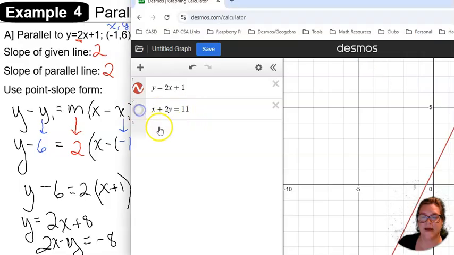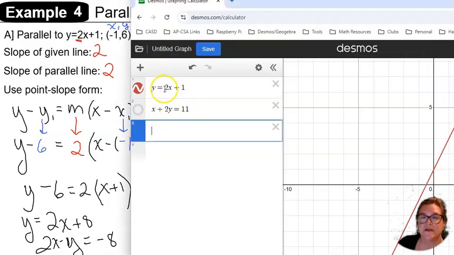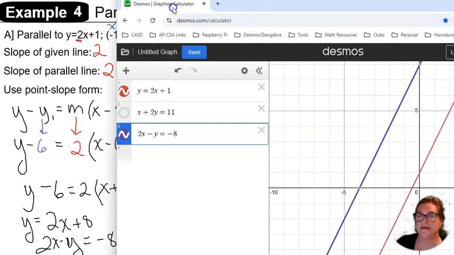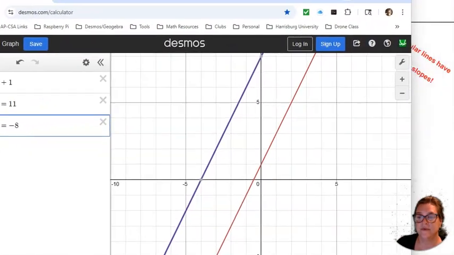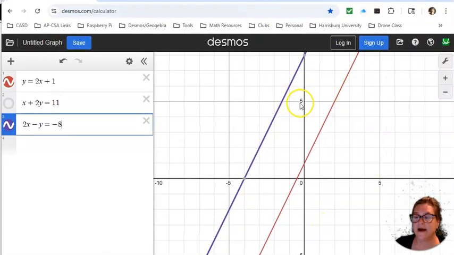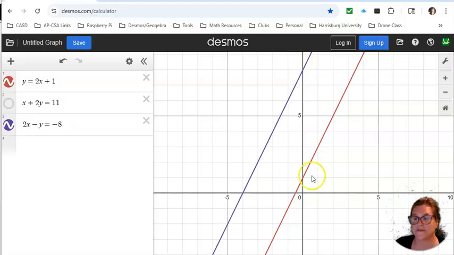Okay, now let's look at the parallel lines. So the line parallel to y equals 2x plus 1 was in standard form 2x minus y equals -8. And when we slide over again, take a look at those lines in Desmos, we see that they are in fact parallel. Remember from geometry, parallel lines do not intersect. They have the same slope, but different y-intercepts, right? And we can see our two different y-intercepts there, but the slopes are still 2, up 2 over 1, up 2 over 1.